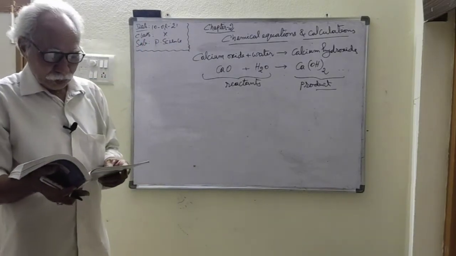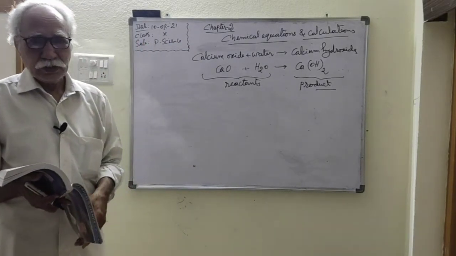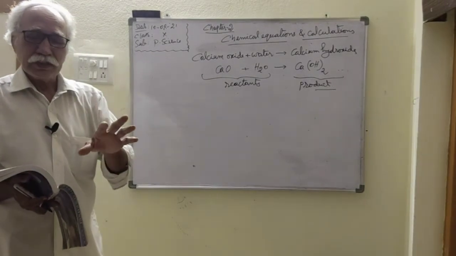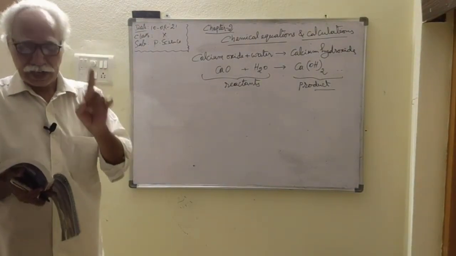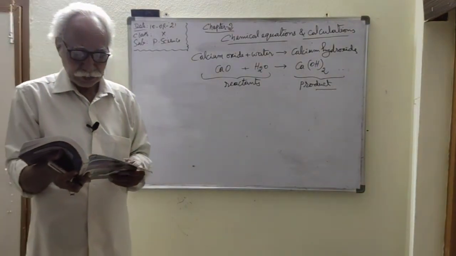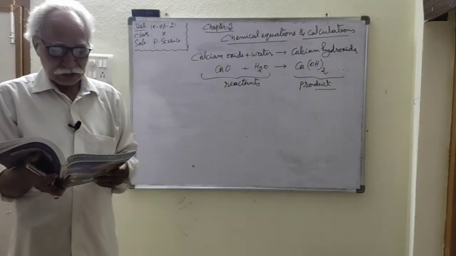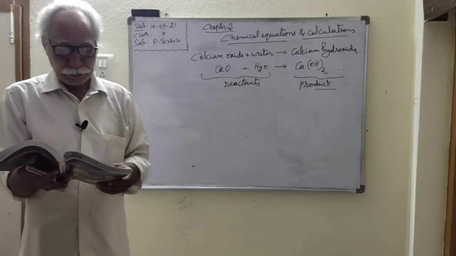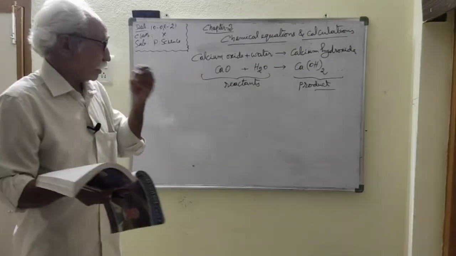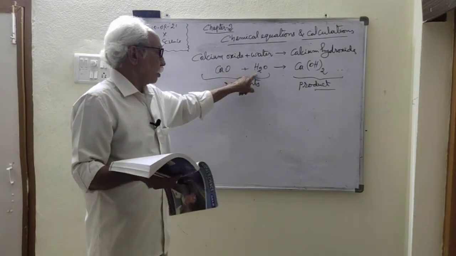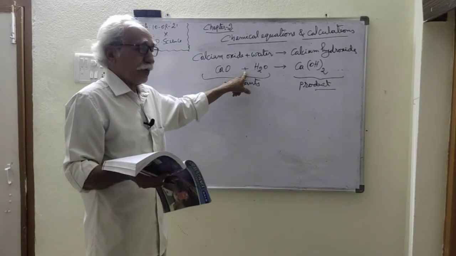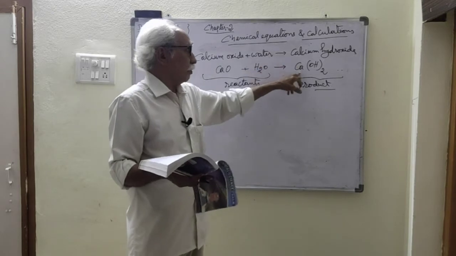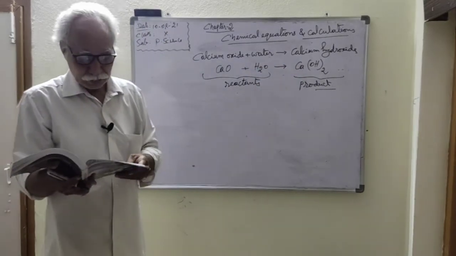If there is more than one reactant or more than one product, they are linked, joined with a plus sign. Like this, these two are reactants. These are more than one, so they are linked with a plus sign. The product is only one, so we need not put any plus.